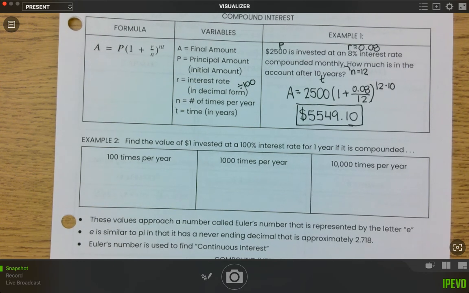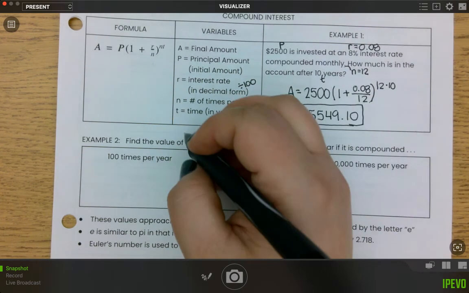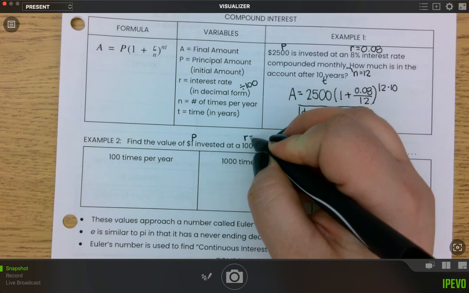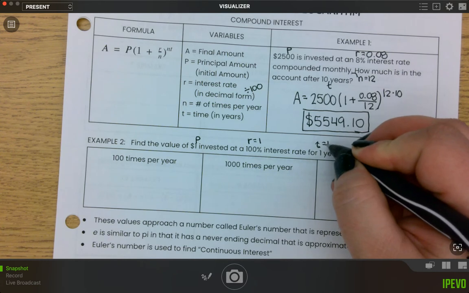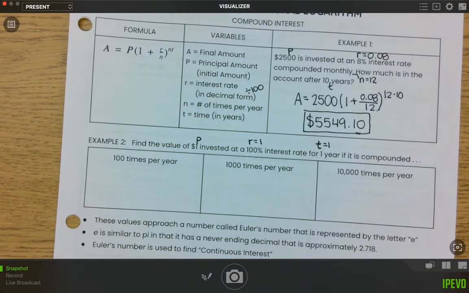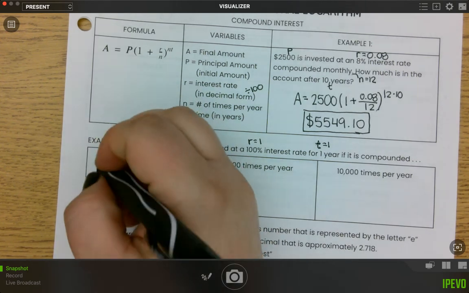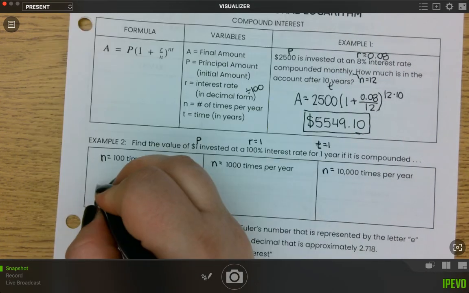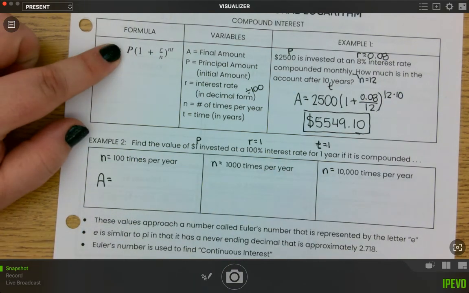And then we're going to move down to example 2. And I'm going to warn you that example 2 has a lot of ones. Our principal amount is $1. Our rate is 1 because it's 100%. Our time is 1. So pretty much everything is 1 except n. This is going to be n equals 100, n equals 1,000, and n equals 10,000. And I'm going to set all of these up and then I'll talk about them for a second. So P goes in front.